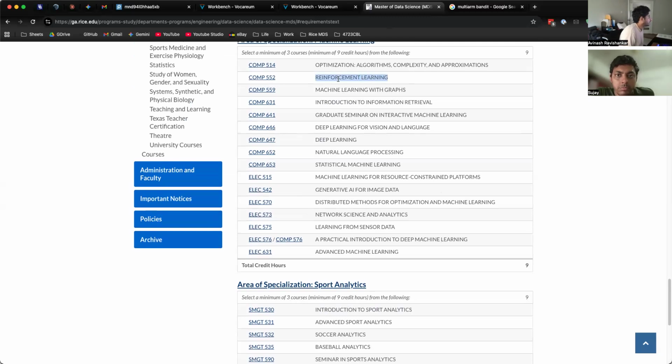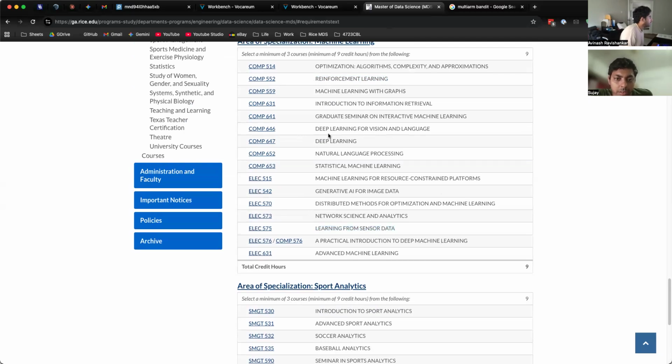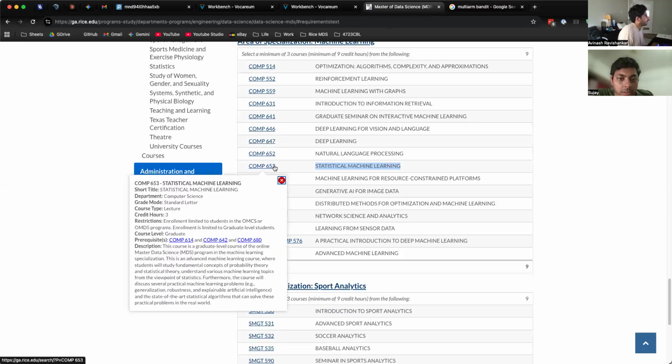I'm excited about the reinforcement stuff. That's exciting. So maybe between reinforcement and sensor data, are there any of the other ones I should look into? You can look into the deep learning part. I don't know what depth they will cover. The statistical machine learning is probably more into those kinds of things. That one is supposed to be the hardest class in the program. Okay, so practical machine learning, generalization, robustness, and fundamental concepts of probability and statistical theory, machine learning topics from the viewpoint of statistics. Okay, this is like the classical statistics thing.